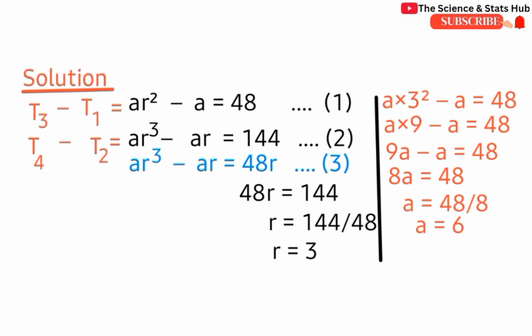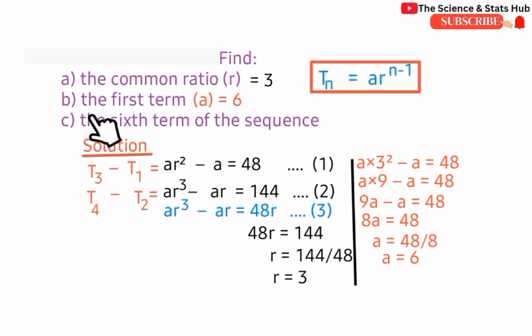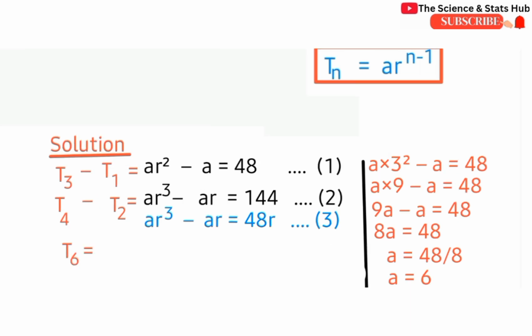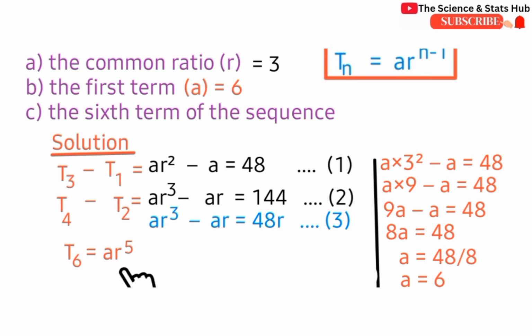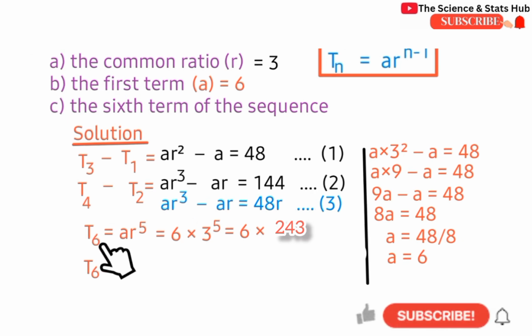Now let's answer the C part of the question, to find the sixth term of the sequence. Employing the usual formula, the sixth term will be equal to ar raised to power n, being 6 minus 1. 6 minus 1 gives 5. So this is ar raised to power 5. Let's substitute the value of the first term and the common ratio to find the sixth term. a multiplied by r value is 3 raised to power 5. 6 multiplied by 3 raised to power 5. The sixth term will be equal to 6 multiplied by 243, which is 1458.